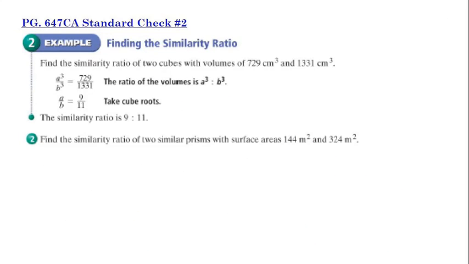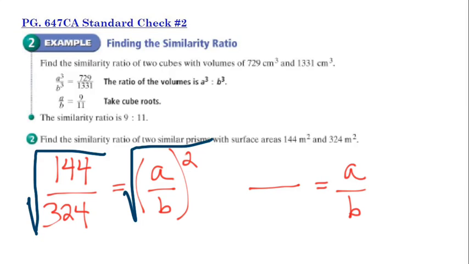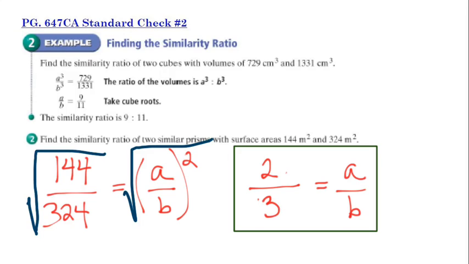If I look at the next one, I've been given two surface areas, and I need to figure out the similarity ratio. Well, the similarity ratio, whatever it is, becomes squared when I'm talking about the areas. So if I have these areas, that's my similarity ratio squared. So to undo that square, I take the square root. I take the square root on my right side and get a over b. And then I take the square root of 144 and the square root of 324 and get 12 over 18. If I divide those by 6, I get 2/3, and that is my similarity ratio.